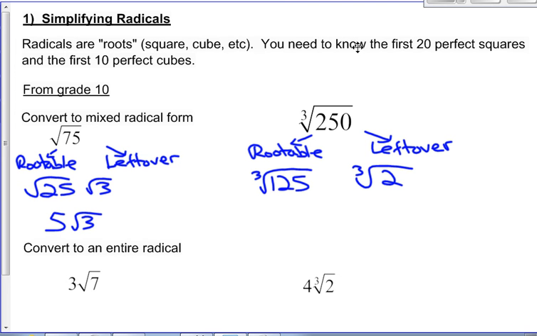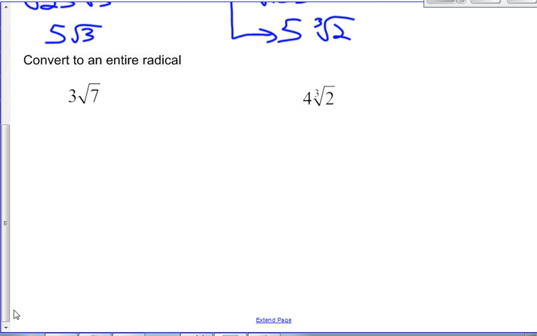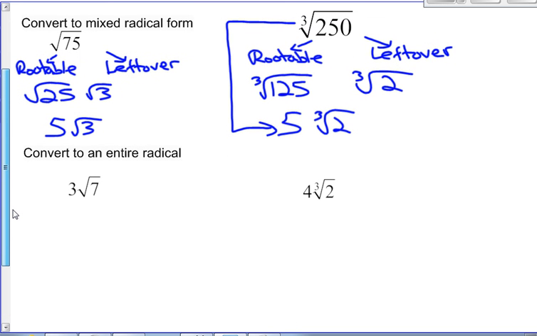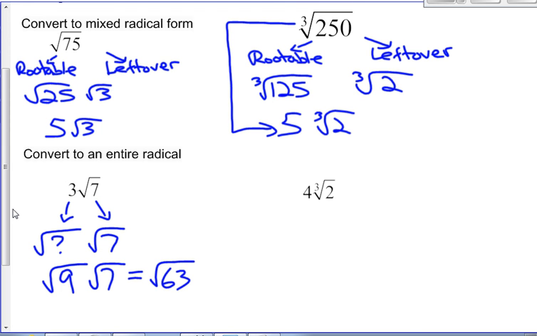And now I just evaluate that. Cube root of 125 is 5 times the cube root of 2. If I go in my calculator, those are going to be the same value, cube root of 250 and 5 cube root of 2. We can also go the other way. If we want to go to an entire radical, I need to take that rootable part and rewrite it as a square root. So 3 is the square root of something. And then I had that root 7. 3 is the square root of 9. So I have root 9 times root 7, or as an entire radical, root 63.